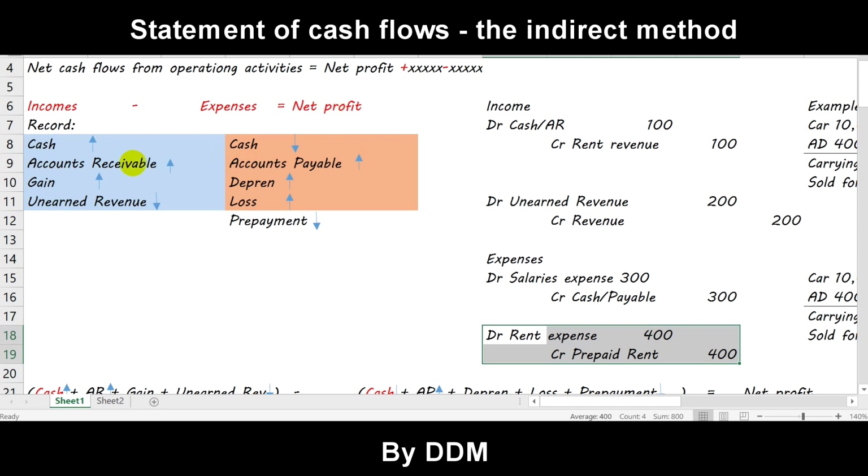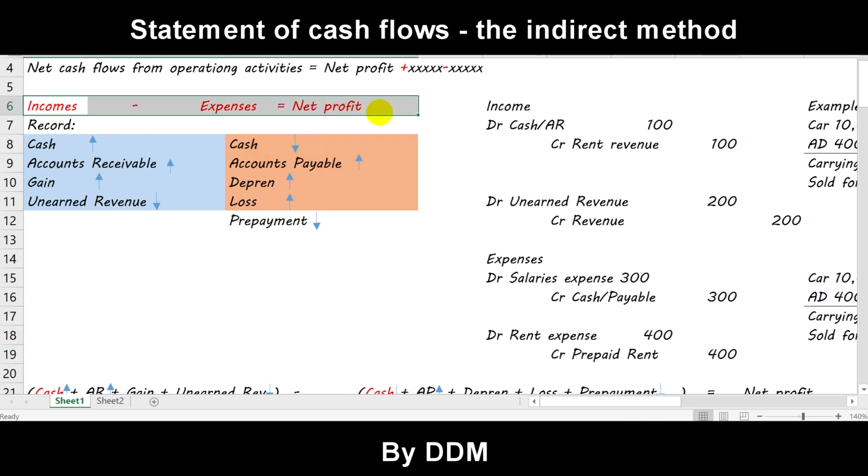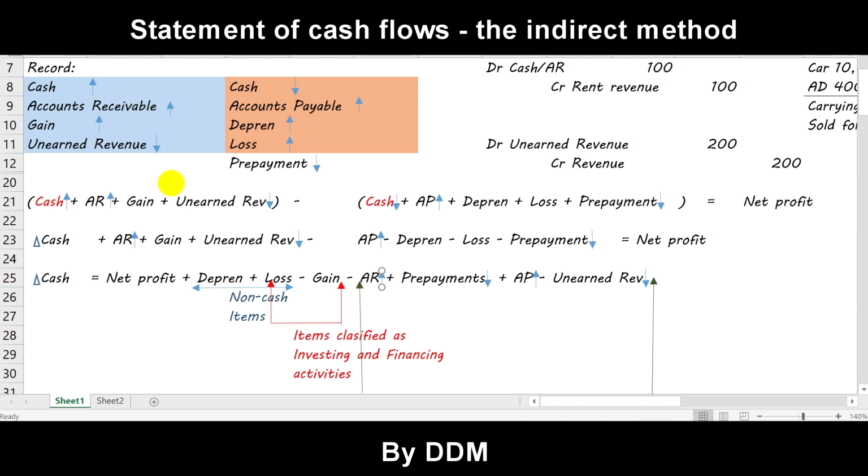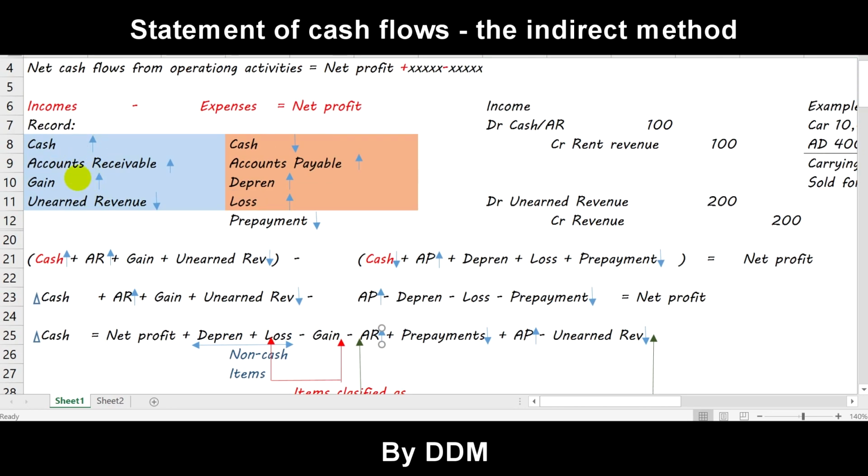Next step is we can substitute these items and these items into this magical equation. Let's hide these for now. So we see that after we substitute these items into this equation to replace incomes, and we substitute these items into the equation to replace expenses, the equation looks like this.